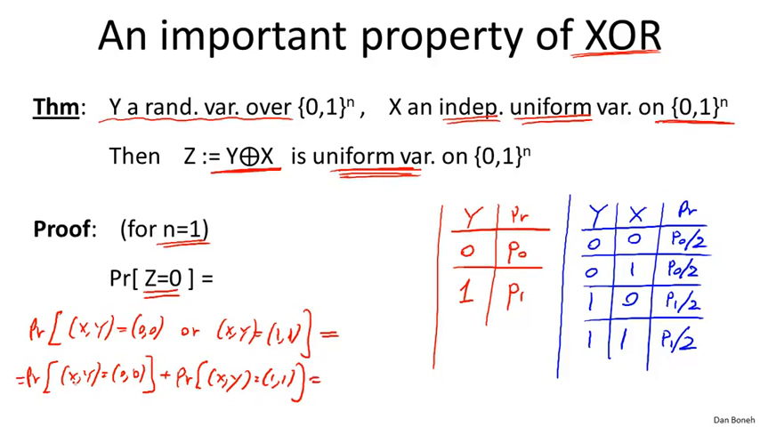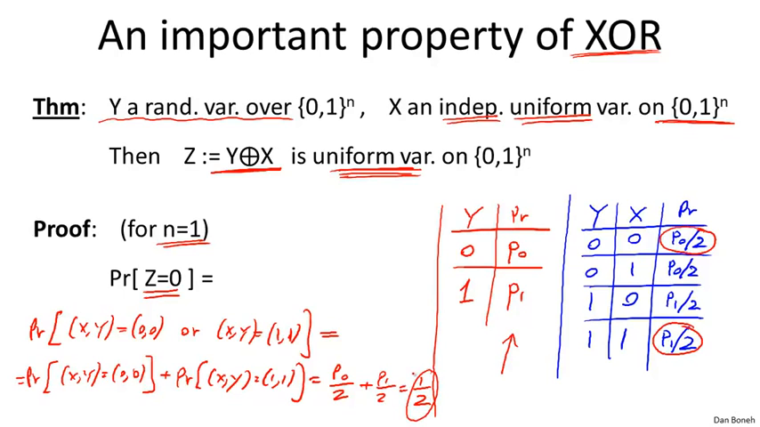So the probability that xy is equal to 0, 0 is simply p0 over 2. And the probability that xy is equal to 1, 1 is simply p1 over 2. So we get p0 over 2 plus p1 over 2. But what do we know about p0 and p1? Well, it's a probability distribution, therefore p0 plus p1 must equal 1, and therefore this fraction here must equal a half. p0 plus p1 is equal to 1, so the sum of these two terms must equal a half. And we're done.